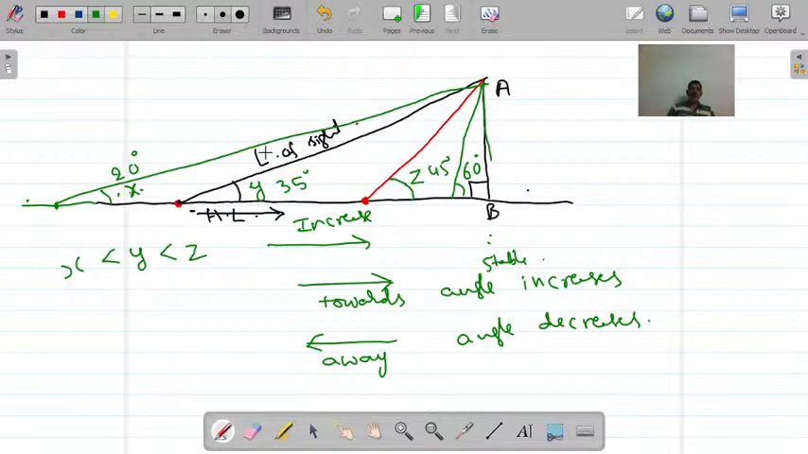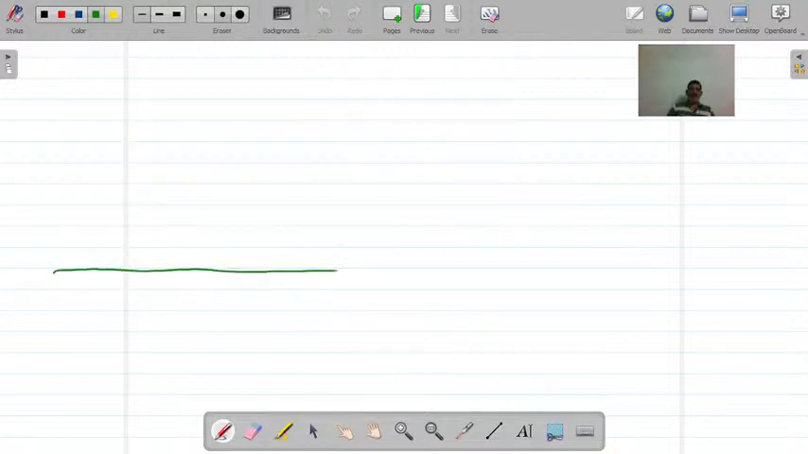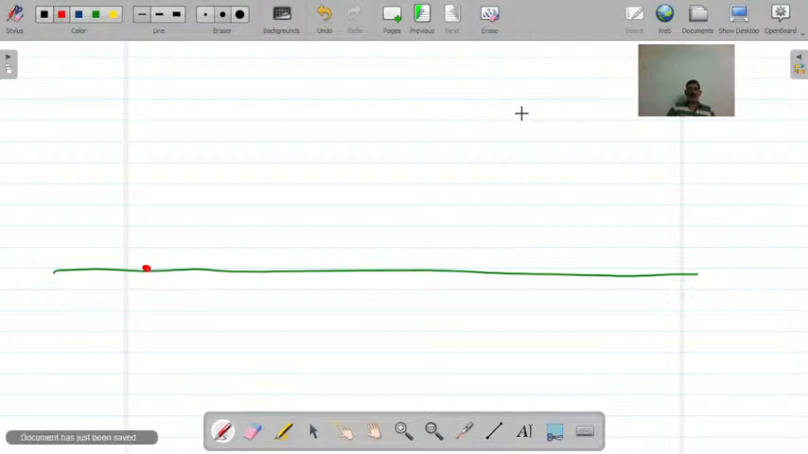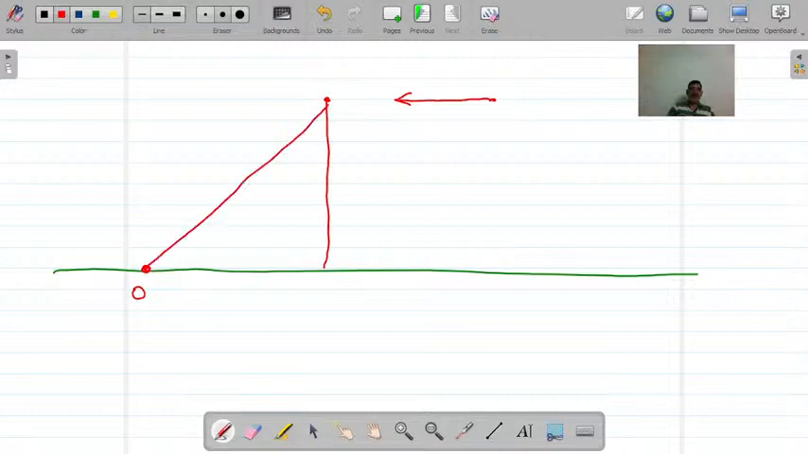The same thing, suppose the observer is stable. Now in this situation the observer is fixed, he is not moving, but suppose some balloon, aeroplane or helicopter is flying like this, moving towards the observer. Now what happens here? Suppose the helicopter is here. If it is coming towards the observer, you can see that.